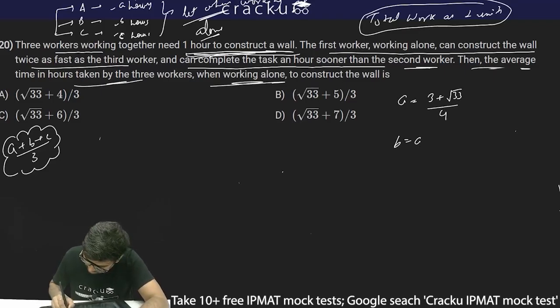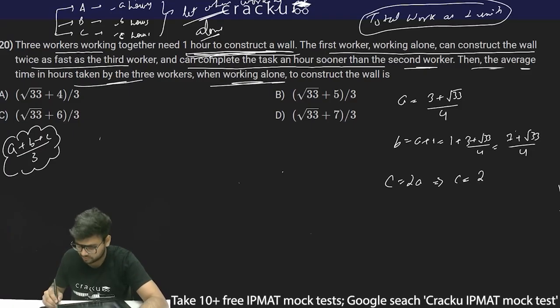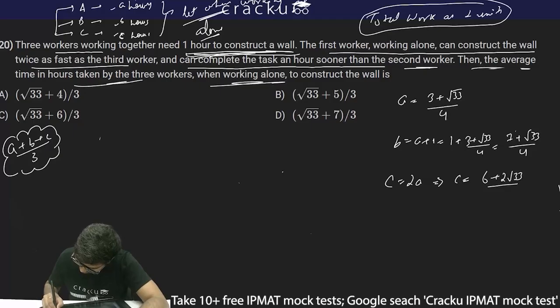B was A plus 1. So B will be equal to 1 plus 3 plus under root 33 by 4, which is equal to 7 plus under root 33 by 4. And C is equal to 2A. So I can write C will be equal to 2 into 3 plus under root 33 by 4, which is equal to 6 plus 2 root 33 by 4.